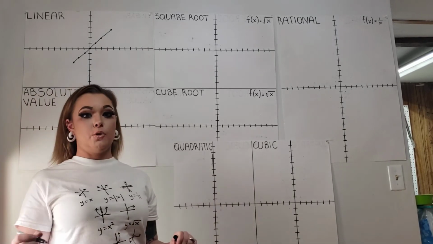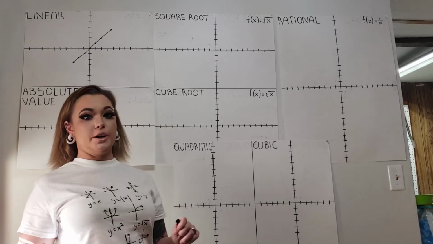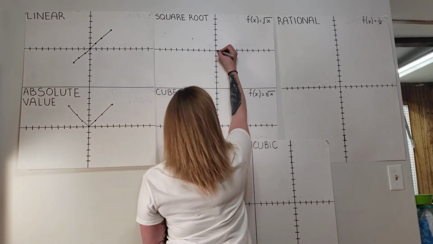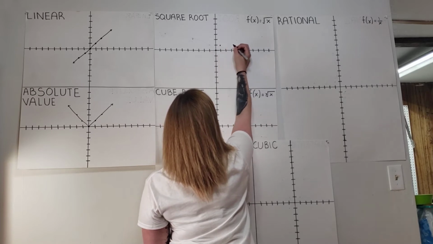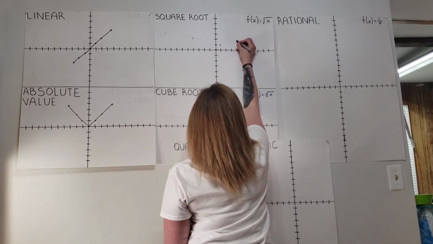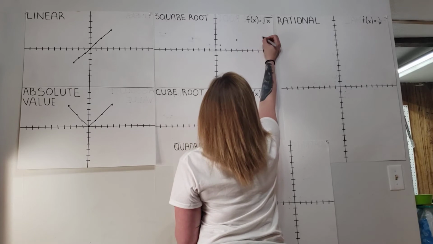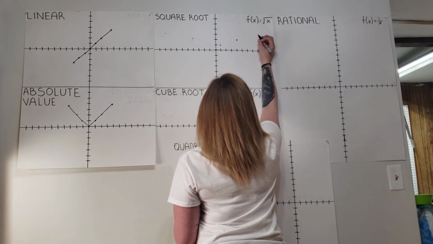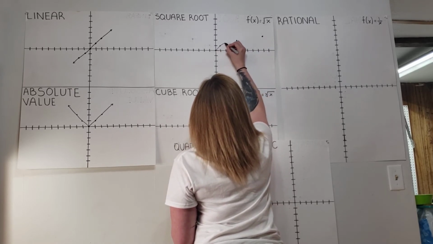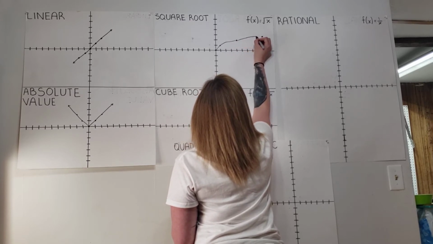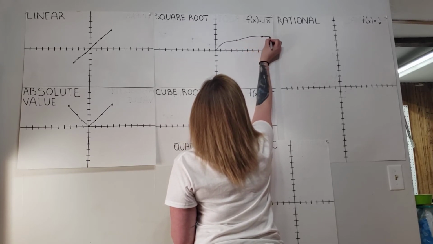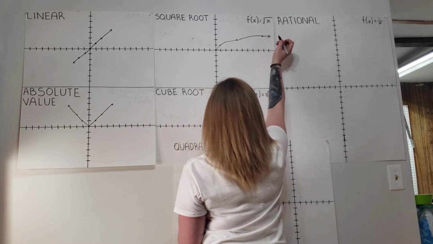The third function I'm going to be graphing is the square root function. We have points at 0, 0. The square root of 1 is 1. The square root of 4 is 2. The square root of 9 is 3. And that's what our square root function looks like.